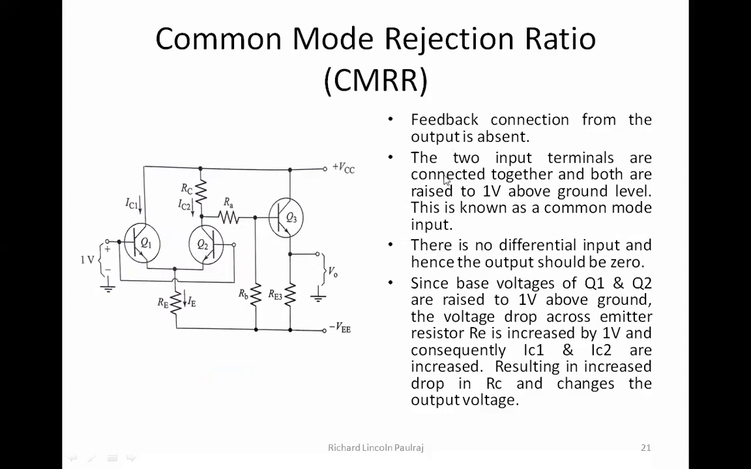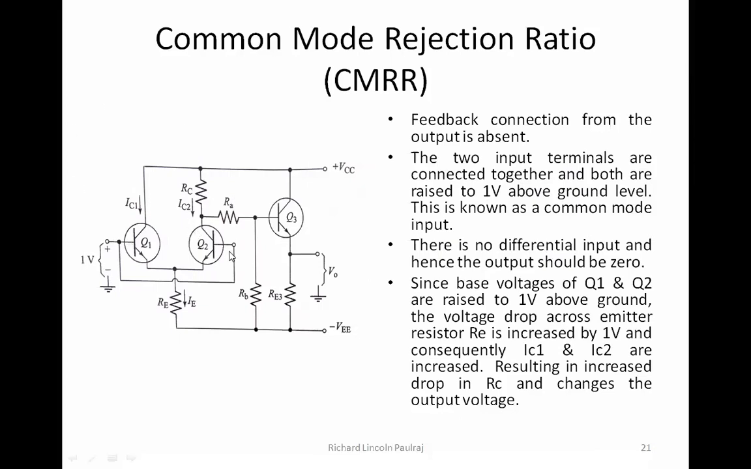The two input terminals are connected together and both are given 1 volt above ground level, which means it is given about plus 1 volt. This is known as common mode input. There is no differential input and hence the output should be 0. Why should it be 0? Because both of the bases are shorted and given 1 volt, so the output of this differential amplifier is going to be 0 because the voltages at both of the transistor bases are the same.